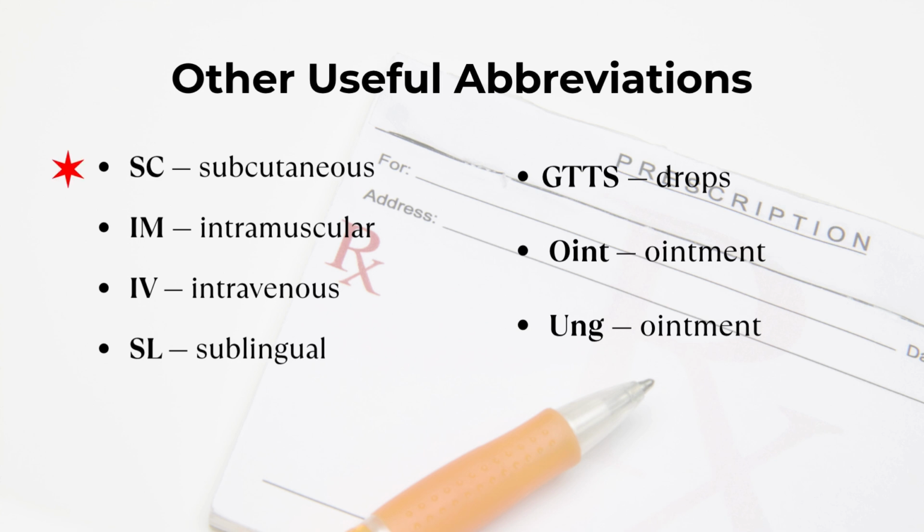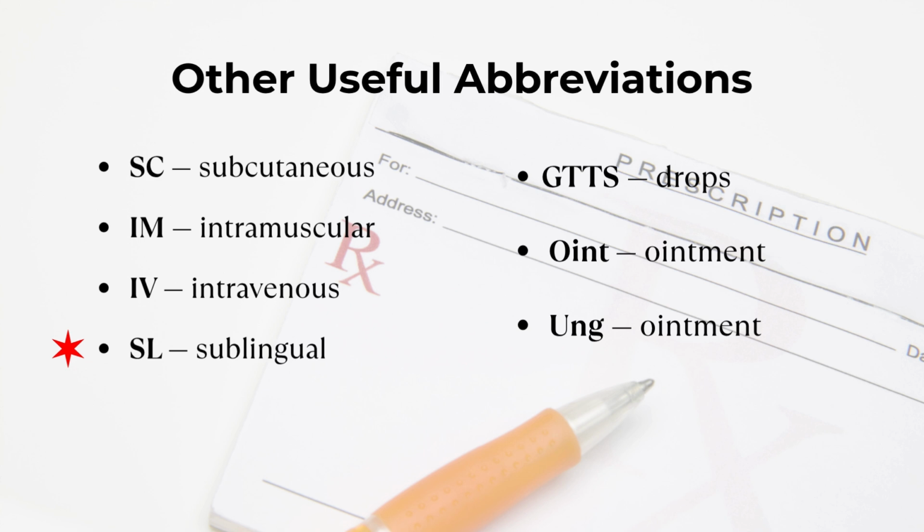SC stands for subcutaneous, meaning the medicine is injected just under the skin. Insulin is a classic example given subcutaneously. IM means intramuscular, where the medication goes directly into the muscle. Vaccines like tetanus toxoid are often given this way. IV is intravenous, which means directly into a vein. This is the fastest way to deliver a drug into the bloodstream, used in emergencies or hospital settings.